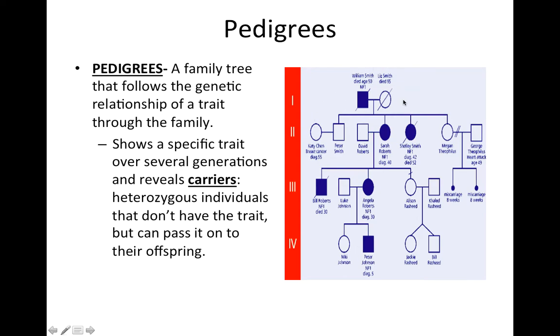This is an example of a pedigree. It lists males, females, parents, grandparents, grandchildren, offspring. It lists each generation with a Roman numeral, so 1, 2, 3, the fourth generation down here. It talks about who's married to whom, whose kids are whose, all of those things. And so we're going to make our own pedigree today.